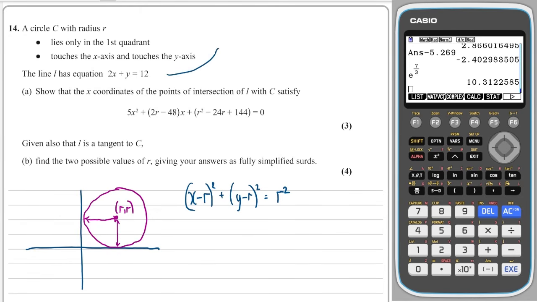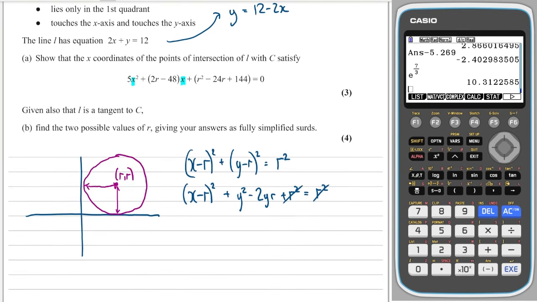Now this we can rearrange to make y equal to 12 minus 2x. And you notice that the equation we're trying to form only has x's in, so that's why I'm going to eliminate the y by substituting in this equation. I don't want to expand a triple bracket, so I'm actually going to expand this bracket first to get y squared minus 2yr plus r squared is equal to r squared. And these two can cancel while I'm there, might as well.